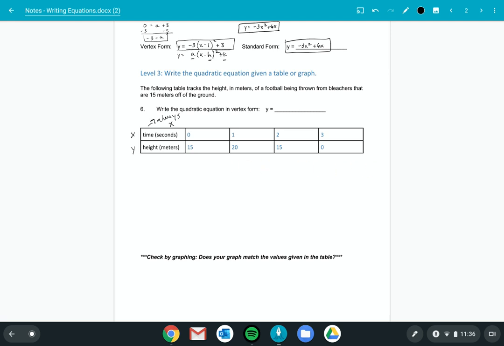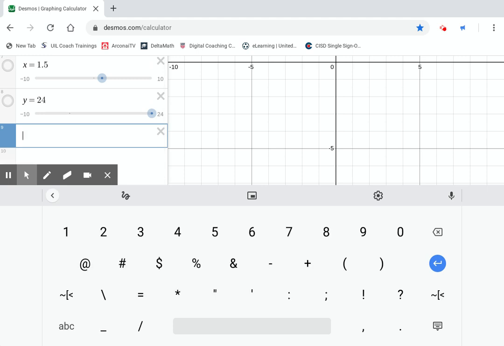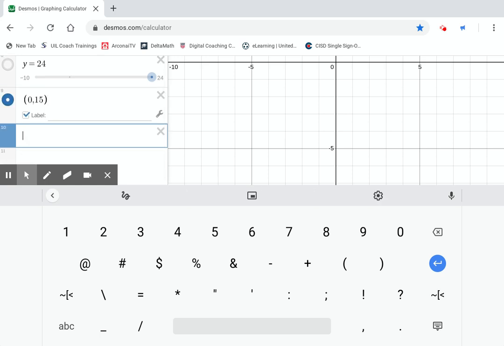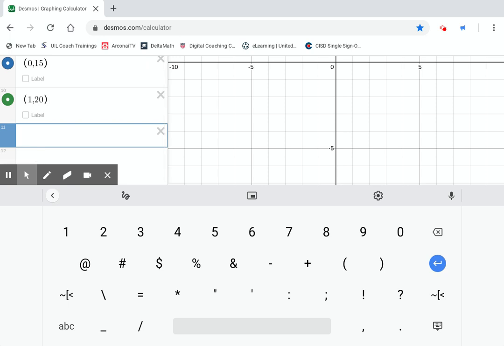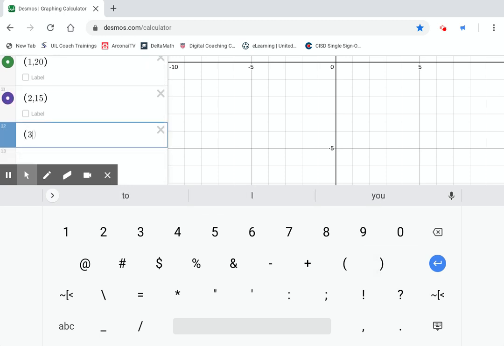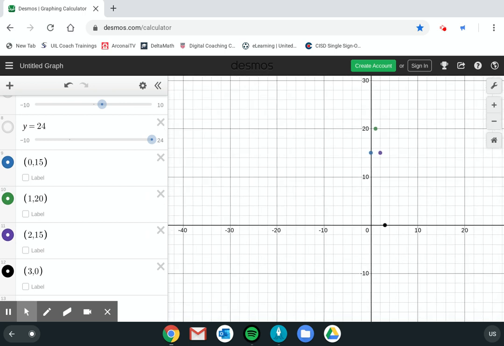So how we can do that is by typing in all 4 of my points, which the points they gave us were (0, 15), (1, 20), (2, 15), and (3, 0). Now, from the picture here, which shows my points, I can find the pattern of my graph.